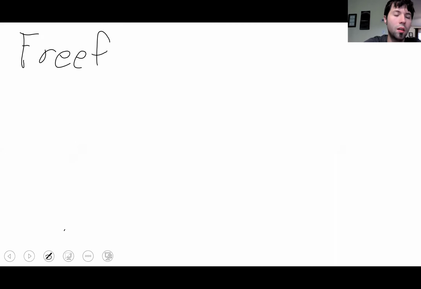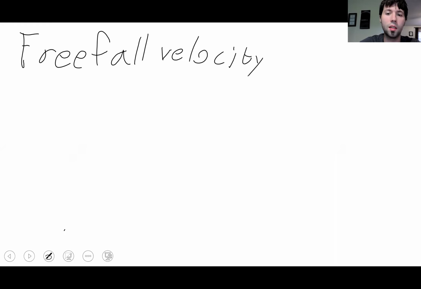Free fall velocity. So what free fall velocity means is, when something is in free fall, it is falling to the surface of a planet, and in this case, the Earth. And it's falling through the air, and we're calculating what velocity the object has if we know the amount of time it spends falling.